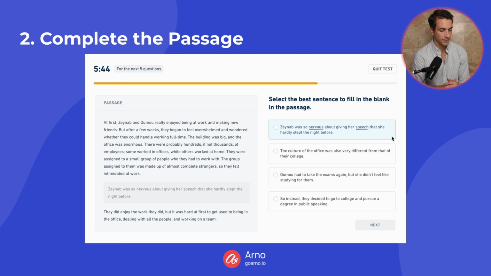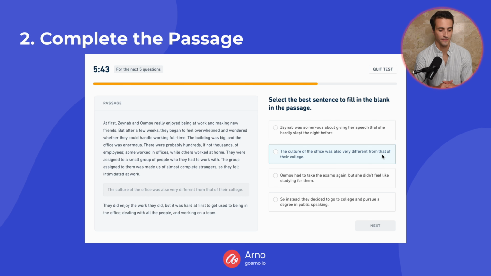So in this case, the group assigned to them was made up of almost complete strangers, so they felt intimidated at work. Zainab was so nervous about giving her speech that she hardly slept the night before. They did enjoy the work they did, but it was hard at first to get used to being in the office, dealing with all the people, and working on a team. So, reading that sentence in context, does it make sense? Does it belong there? No. Okay? It doesn't fit there. It totally changes the topic. So, we can be confident that this option is not correct.